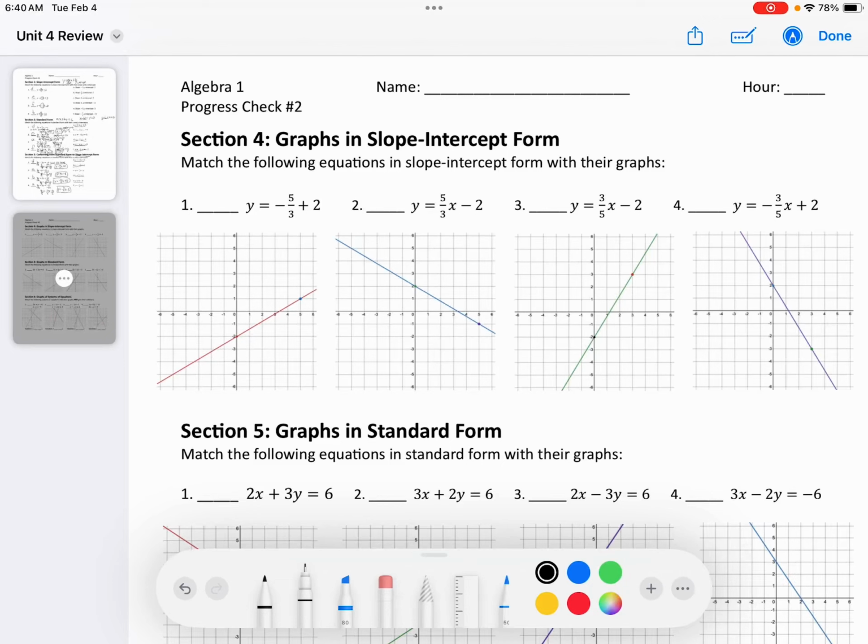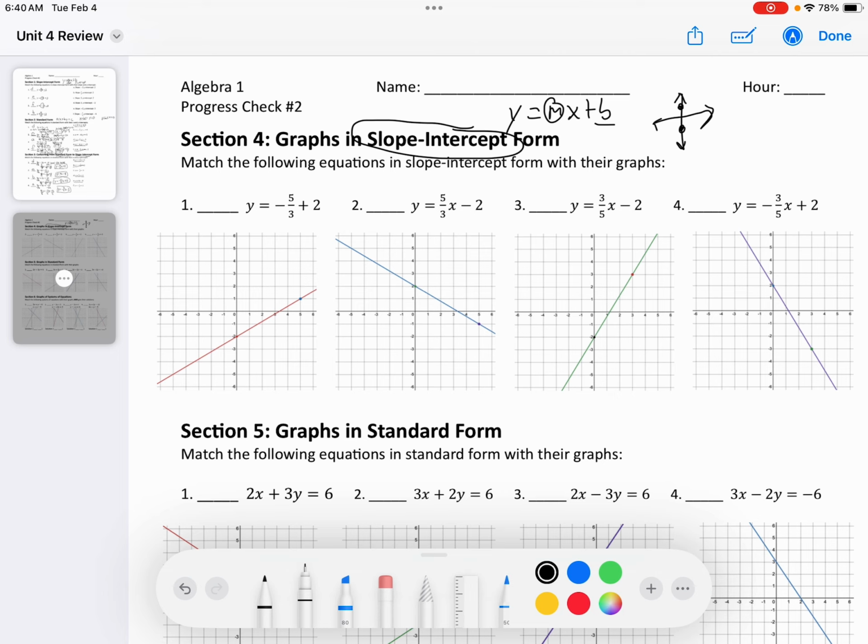Okay, in section 4, we're identifying graphs of these equations in the slope-intercept form. So remember, slope-intercept form is the form y equals mx plus b, where m is our slope and b is our y-intercept. And on the graphs, this y-intercept is where on the y-axis the line crosses. So it'll be a point somewhere on the y-axis, would be the b, or the y-intercept.